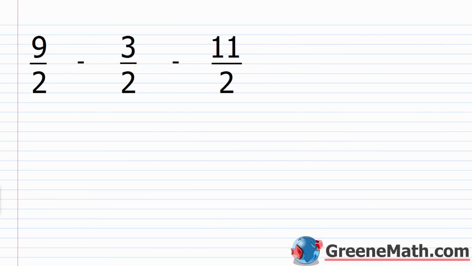All right, now we're going to look at 9/2 minus 3/2 minus 11/2. So again, we have a common denominator of 2. So when we look at our answer, we'll just put a denominator of 2, and then we'll just perform the operations using the numerators. So we'd start out with 9 minus 3, that's 6. Then we'd subtract away 11. So at this point, you might already know that 6 minus 11 is -5.